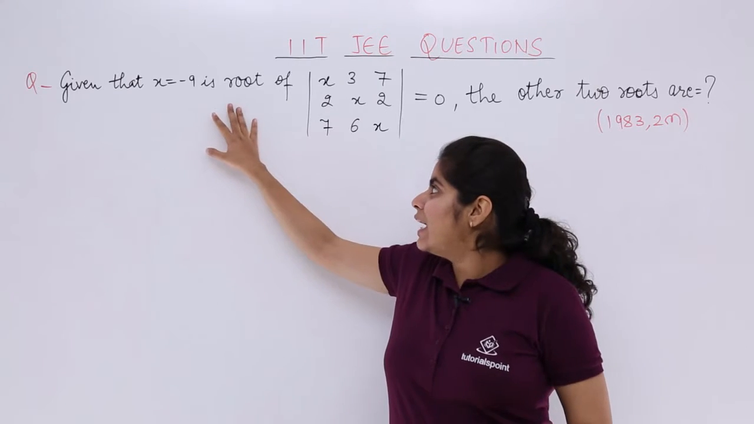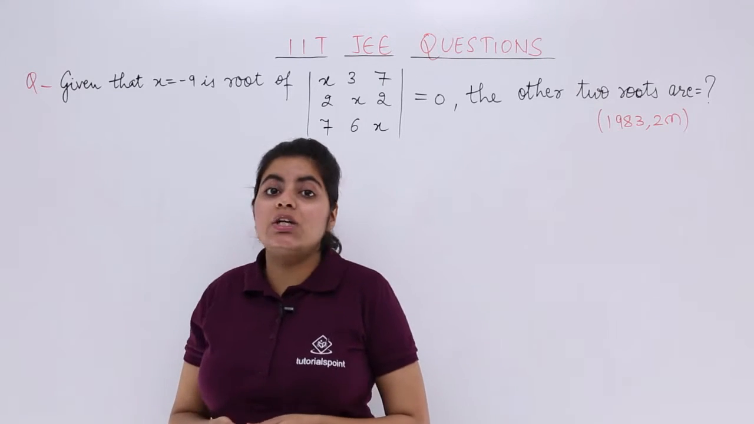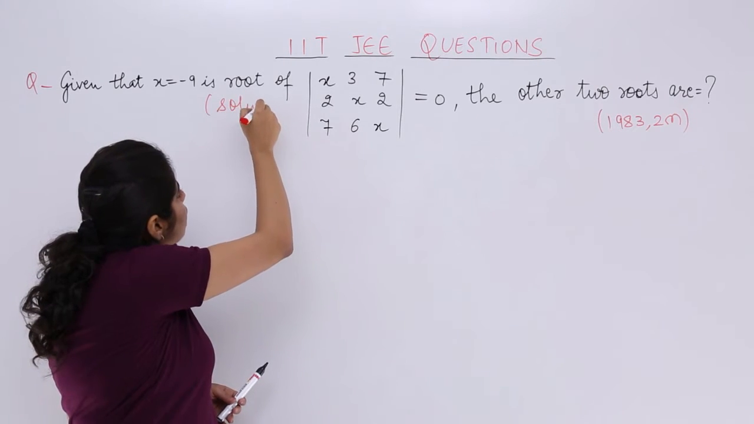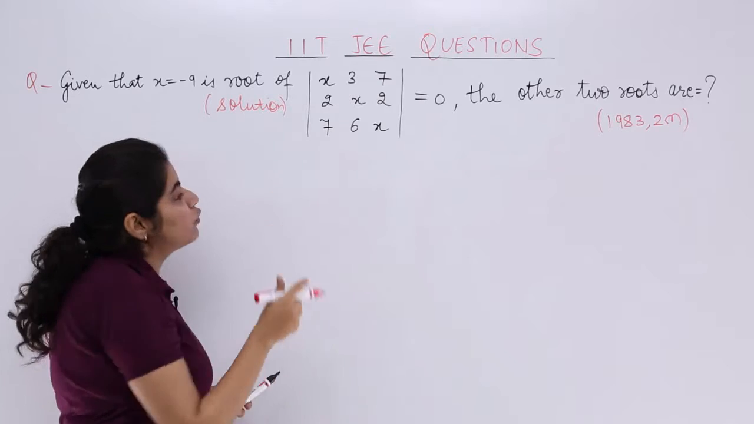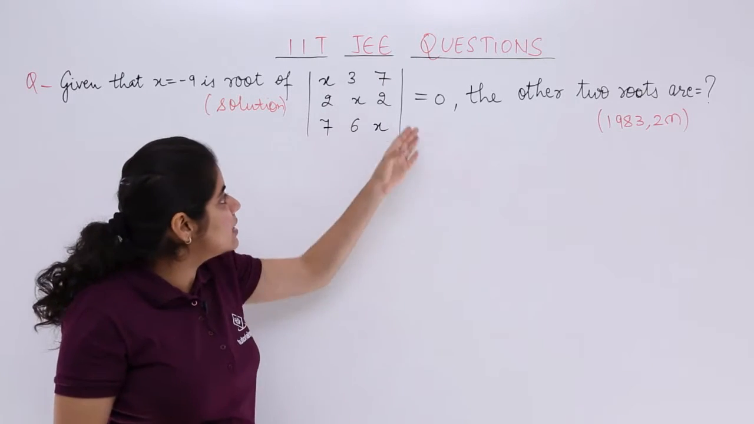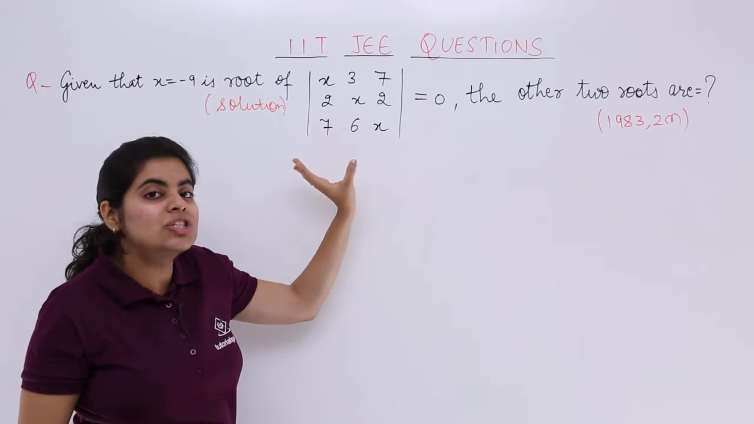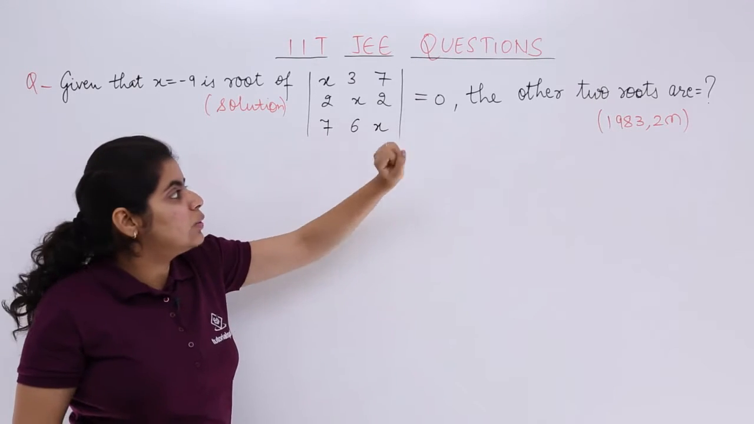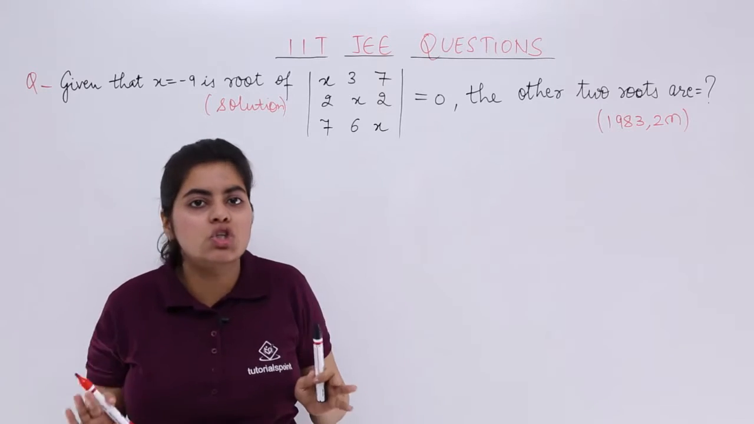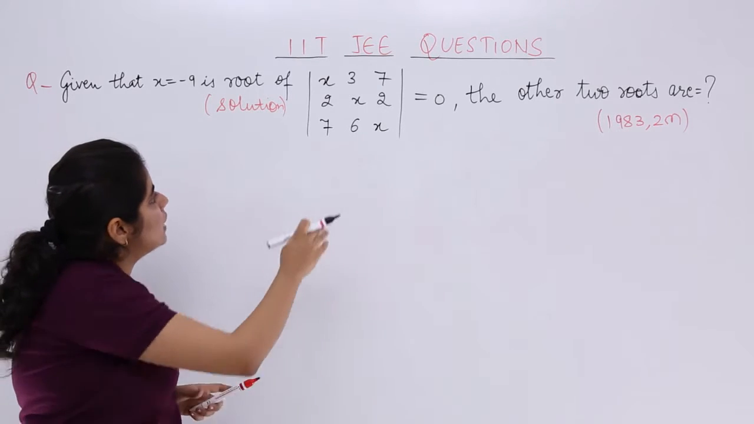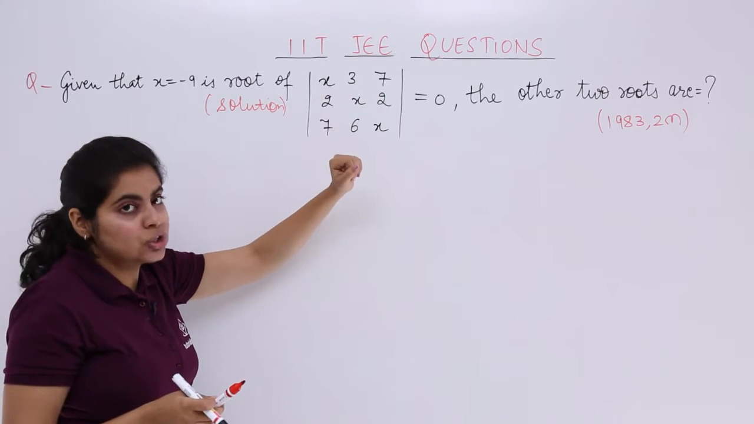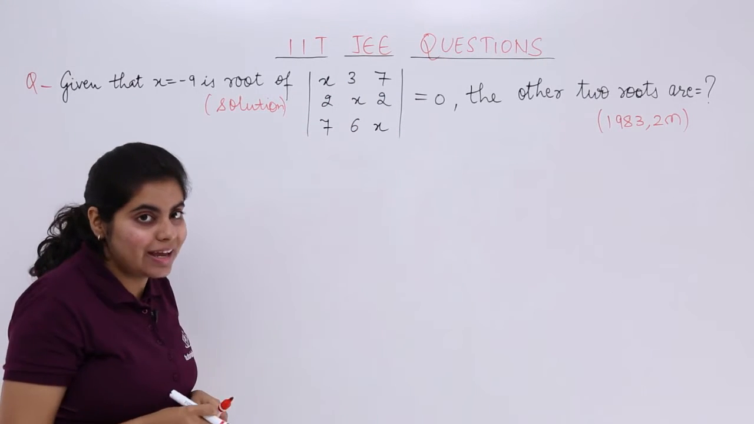The question is: given that x equal to minus 9 is a root, or actually I would say the x value minus 9 satisfies this determinant equation, the determinant equal to 0, what are the other two roots? That is what we need to solve. So actually, if you see, I have x, 3, 7, then 2, x, 2, then 7, 6, x.